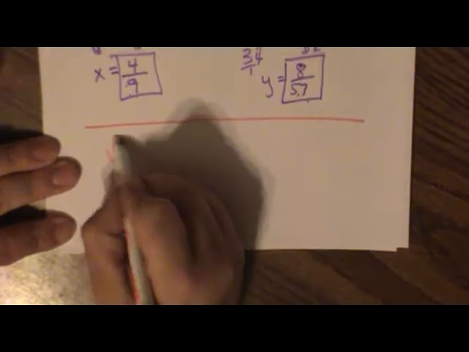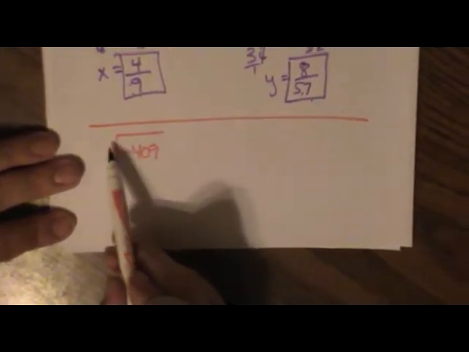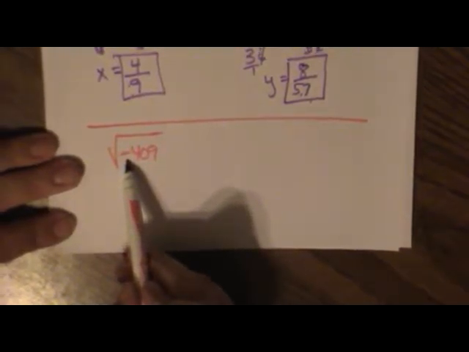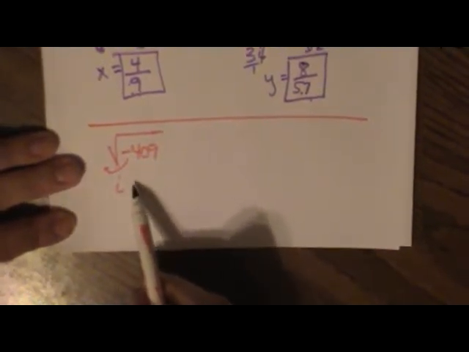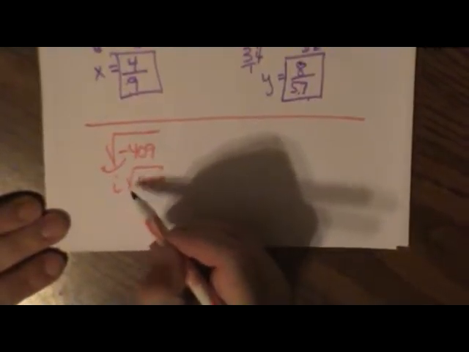Let's look at this one. It is an even root, and the only way to get the negative out is to make it imaginary. So we're going to have i times the square root of that.